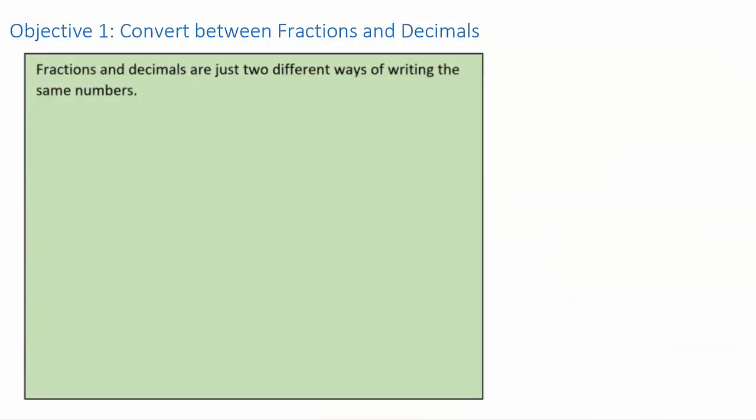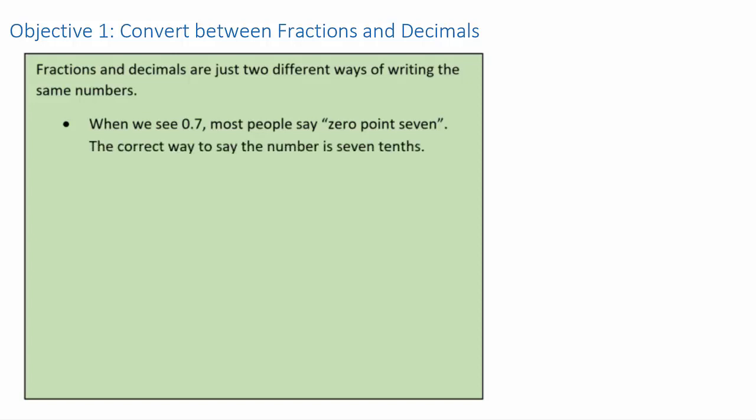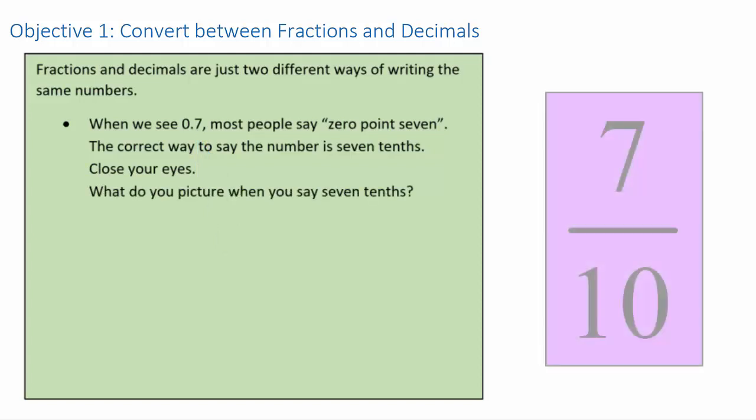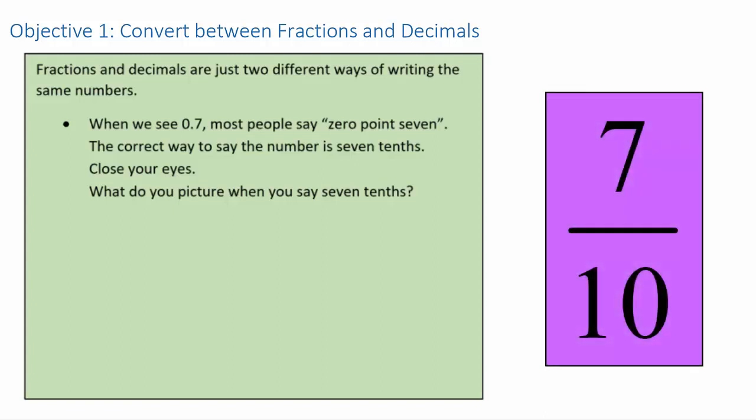Fractions and decimals are just two different ways of writing the same numbers. When we see 0.7, most people call it "zero point seven." But that's not technically correct. The correct way to say the number is 7/10. This is the tenths place, so 7/10. Now close your eyes. What do you picture when you say 7/10? Yeah, 7/10. That's what most people see.